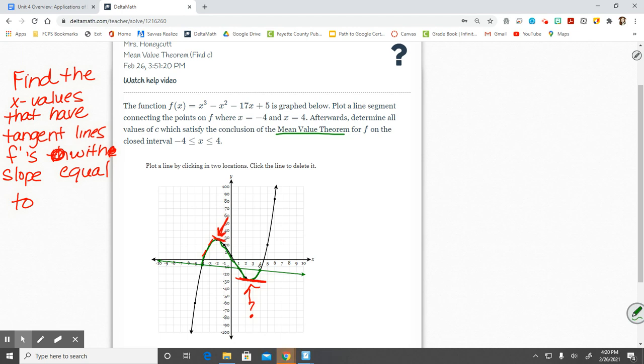So let's calculate the slope of this green line. It's kind of hard to see what that point is. I need those coordinates, don't I? Well, it looks like this point is -4 something, and this point is 4 something. But I can't really see those y values. So what I can do is go to the formula and substitute in -4 for all the x's to get this y value, and then I'll substitute in 4.